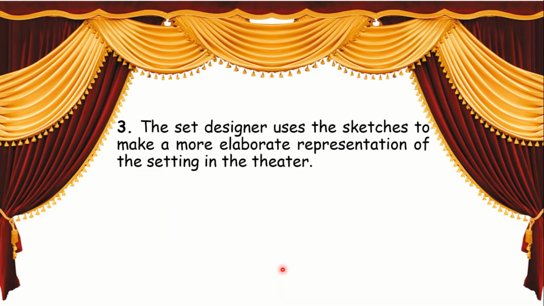Next is the set designer uses the sketches to make a more elaborate representation of the setting in the theater. This might include a rough unpainted scale model, a white model, more sketches that are more finished and legible, a scaled plan or ground plan of the scenery in the theater, and various working drawings of scenic pieces in a preliminary form. In addition, the set designer makes lists of properties, special effects, scene changes, etc.